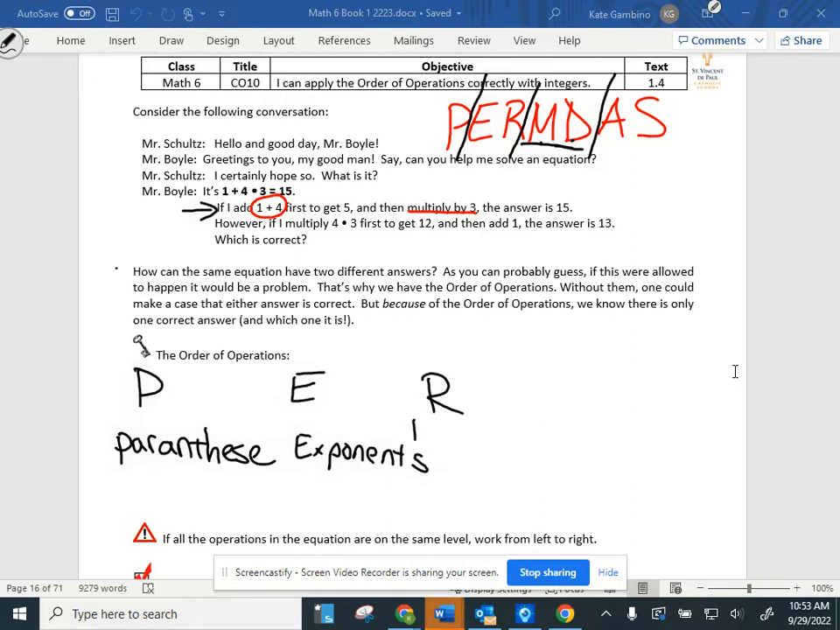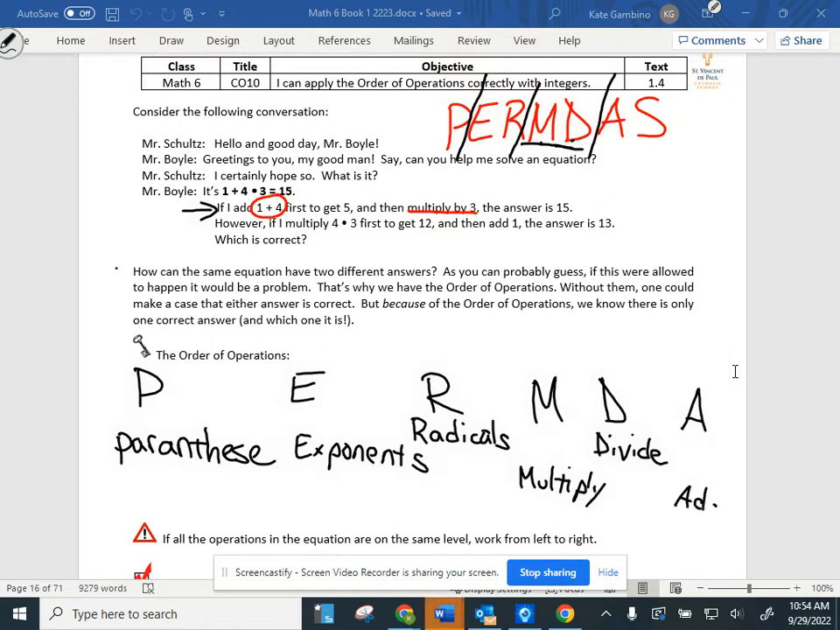R is radicals. M, multiply. D is divide. A is add. And S is subtract.